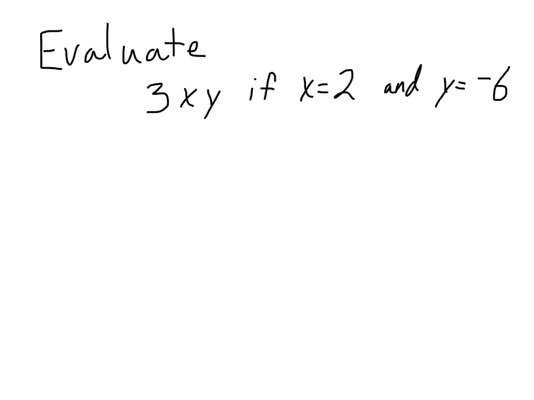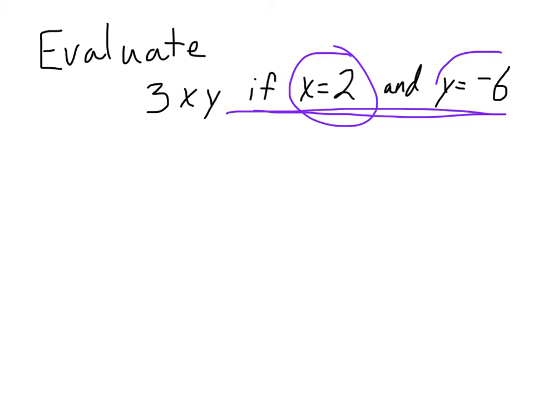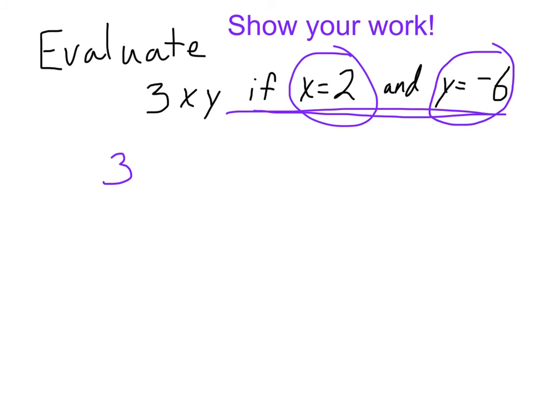For this problem, I'm going to evaluate, which essentially means solve, 3xy. And then here it gives me what I have to keep in mind. So x is going to equal 2, and y is going to equal -6. So I'm going to plug that in right now. I have 3, and x equals 2, so I'm going to put that in there, and y equals -6.